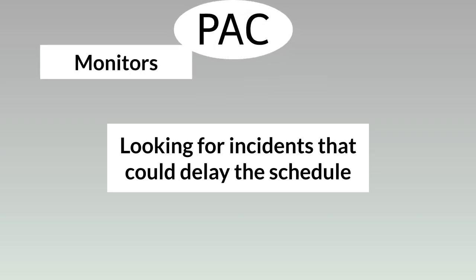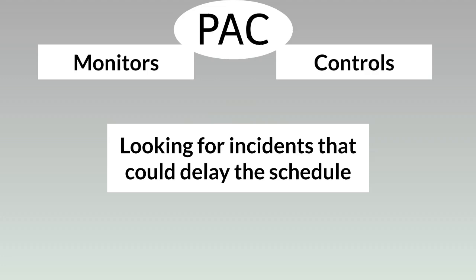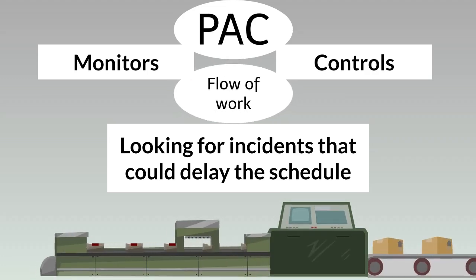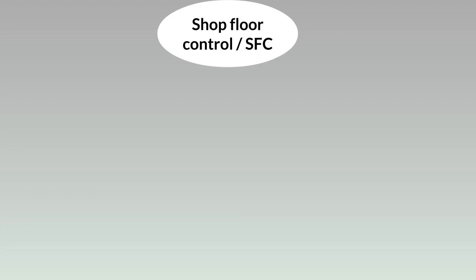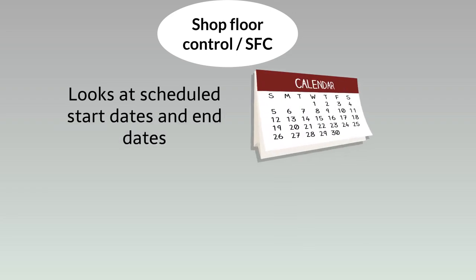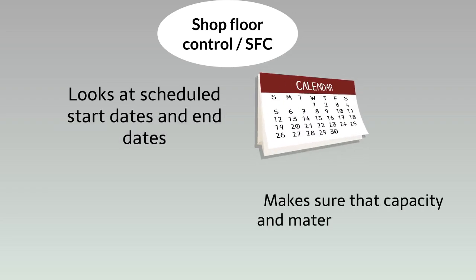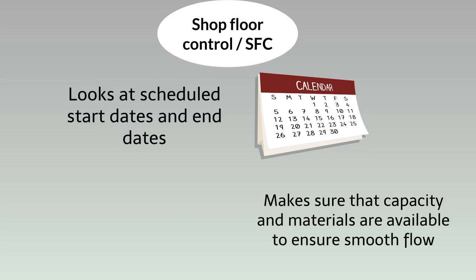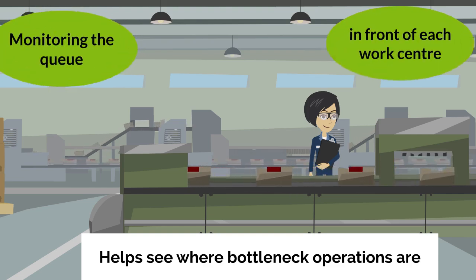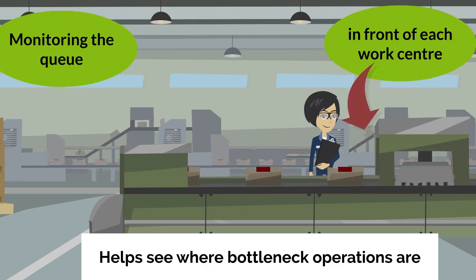Now, PAC monitors and controls the flow of work through each work center, looking for any incidents that could delay the schedule. This is known as shop floor control, or SFC. SFC looks at scheduled start dates and end dates and makes sure that capacity and materials are available to ensure a smooth flow. Monitoring the queue in front of each work center helps to see where the bottleneck operations are.